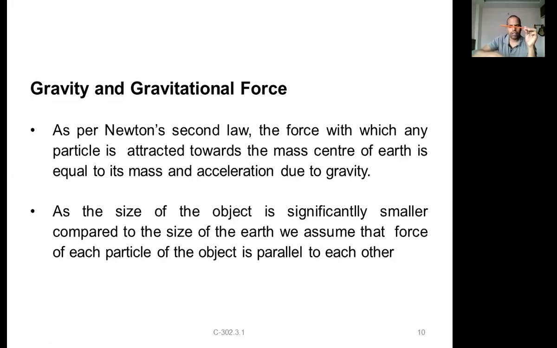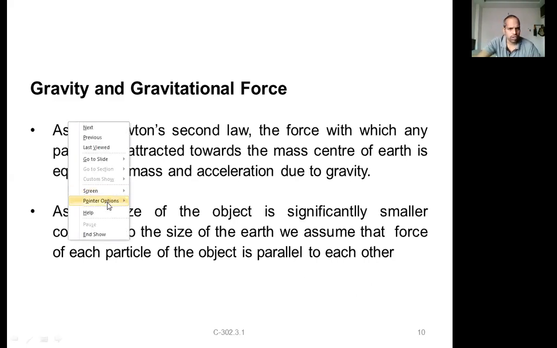Because the earth is round in shape, vertically downwards means it shall be like this, and like this. The forces may not be parallel. If you draw it like this, I will show it.